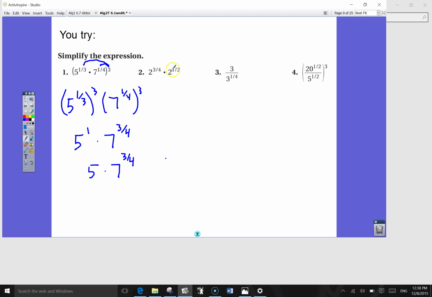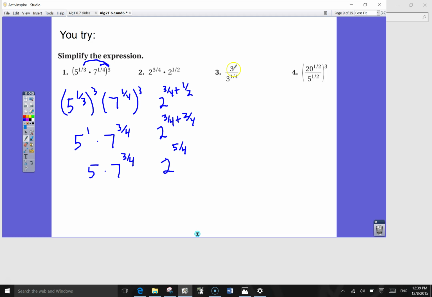Right, 2 to the 3/4 times 2 to the 1/2, that would be 2 to the 3/4 plus 1/2, which is 2 to the 3/4 plus 2/4, which is 2 to the 5/4. So if your exponents are fractions and you're adding the exponents, you need to find a common denominator. So all that stuff about fractions is going to come into play.